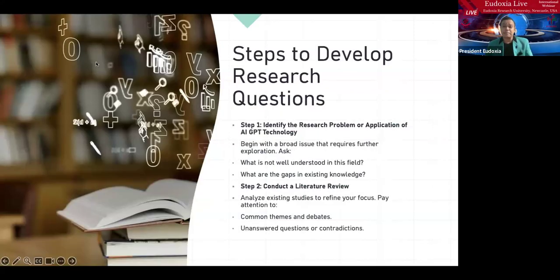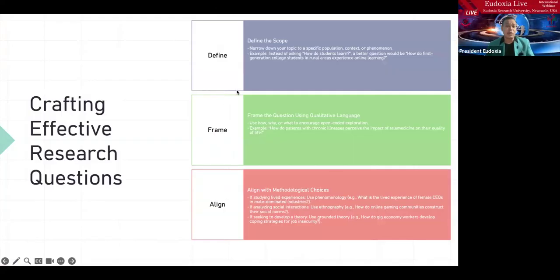Now to develop the research question, you can use the research problem or use AI GPT technology. You have to make some questions like that. You have to start with broader issues, then what is not well understood in this field. Some gap you have to find out. Conduct the literature review, which I have already explained. Then go with define, frame, and align.